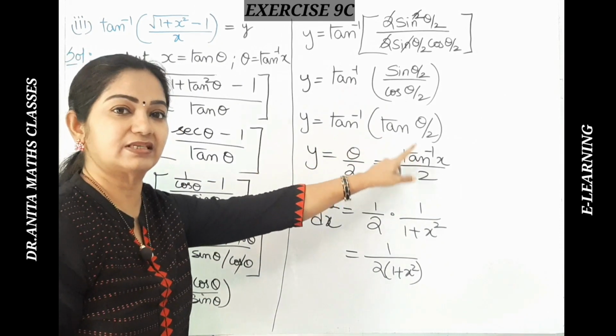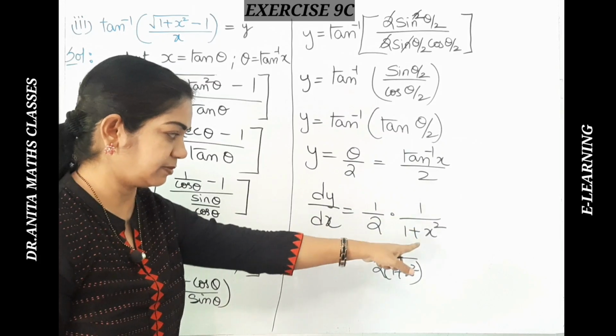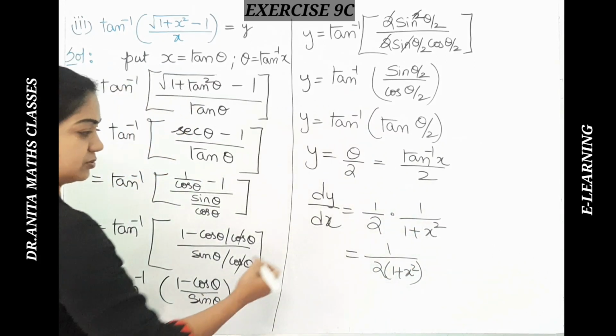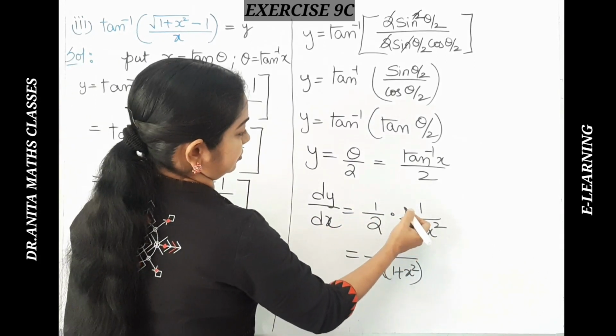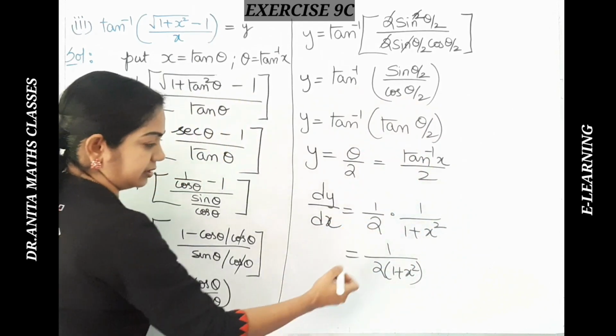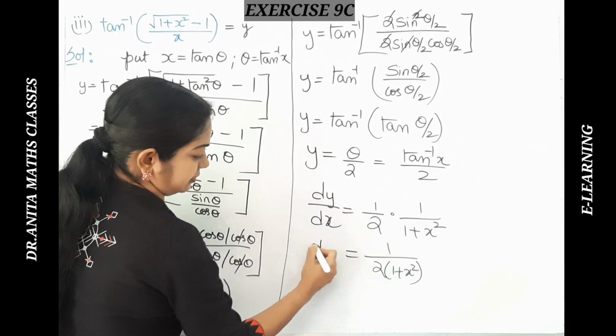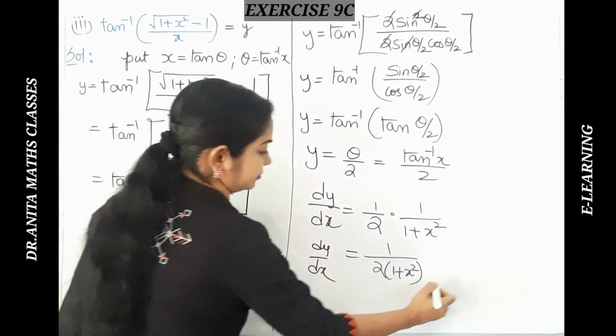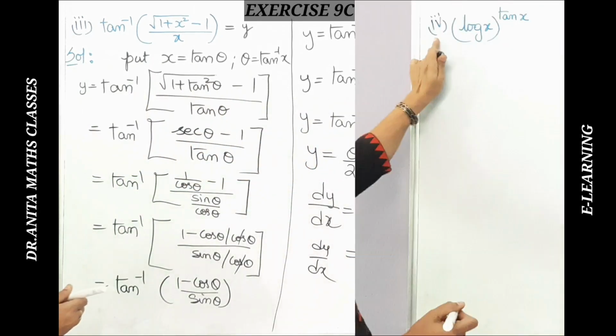Theta is tan inverse x. Differentiation of tan inverse x is 1 by 1 plus x square. So this is half into this, half comes out, and yes, dy by dx is this one. So pause it and note it down.